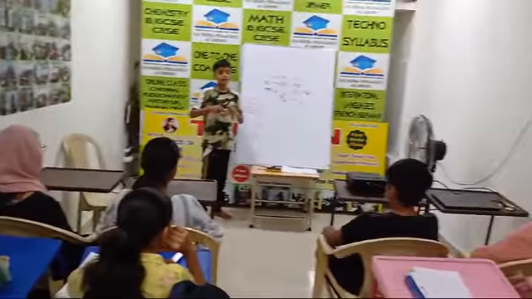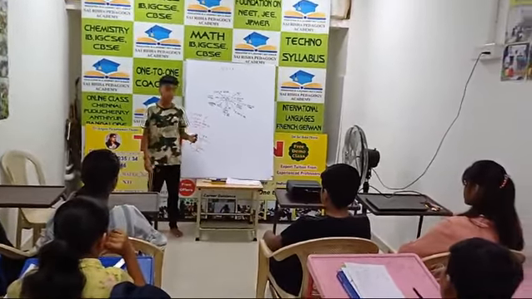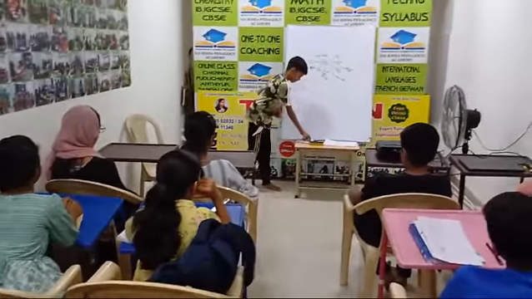The interior angles of a triangle add up to 180 degrees, whereas the exterior angles of a triangle add up to 360 degrees. And I have some.